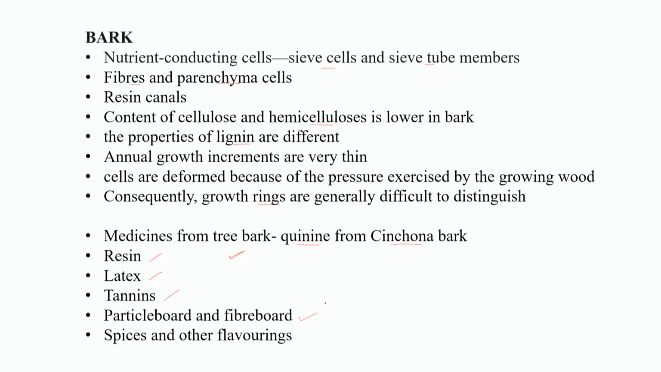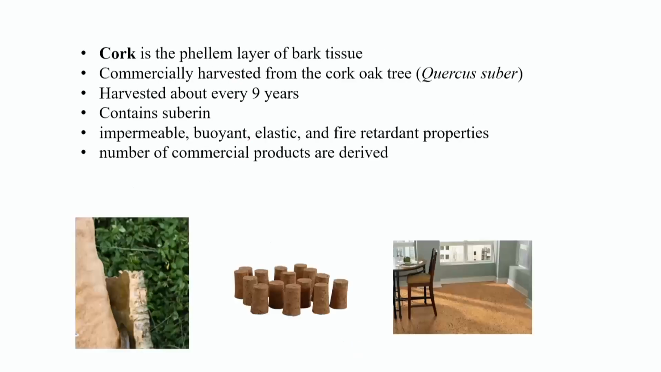These barks are also used as board in making different types of material, like wall covering and many other materials. Many spices are also obtained from bark, like cinnamon, which you have heard of. These are obtained from the bark of a tree, basically from the inner bark. Now, a very important component of bark is cork.